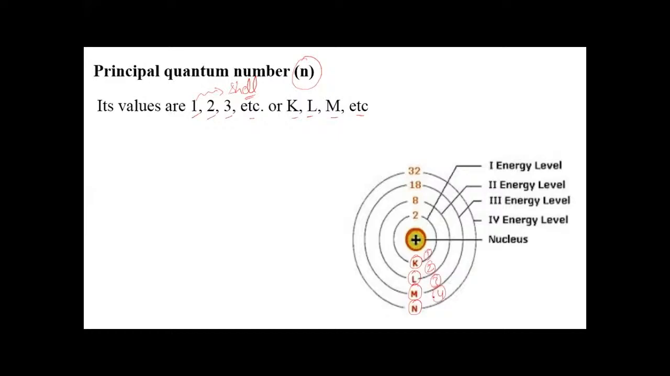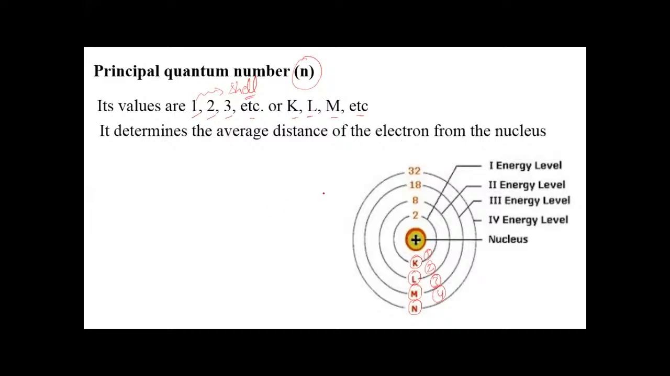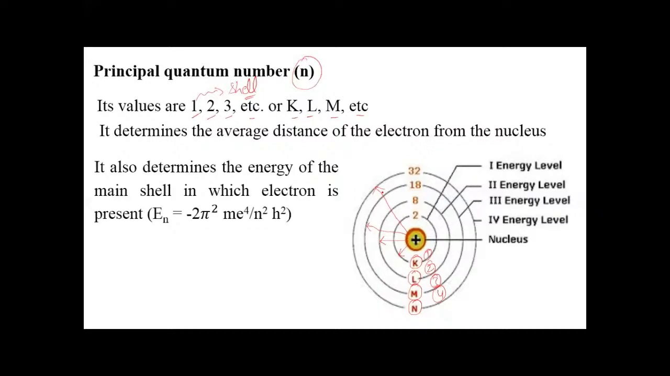Okay, it determines the average distance of the electron from the nucleus. This is the distance of the electron from the nucleus, so this is the radius of the atom. This is the distance between the second energy level and the nucleus. This is the distance between the nucleus and the third energy level, and this is the distance between the nucleus and the fourth energy level. It also determines the energy of the main shell in which the electron is present.